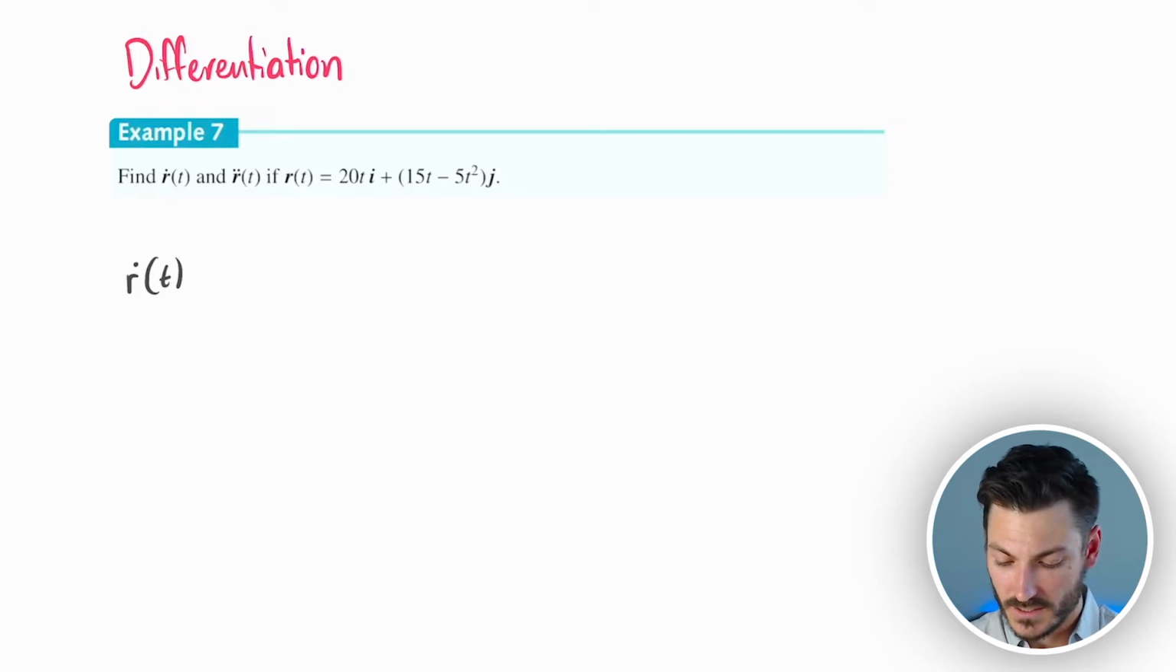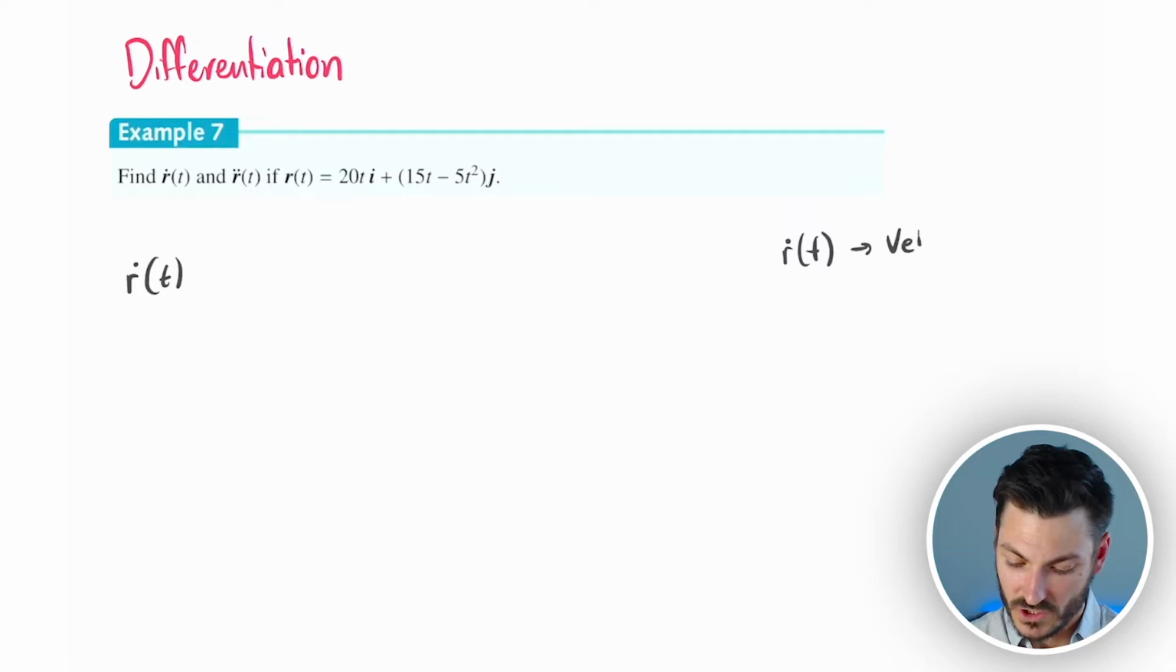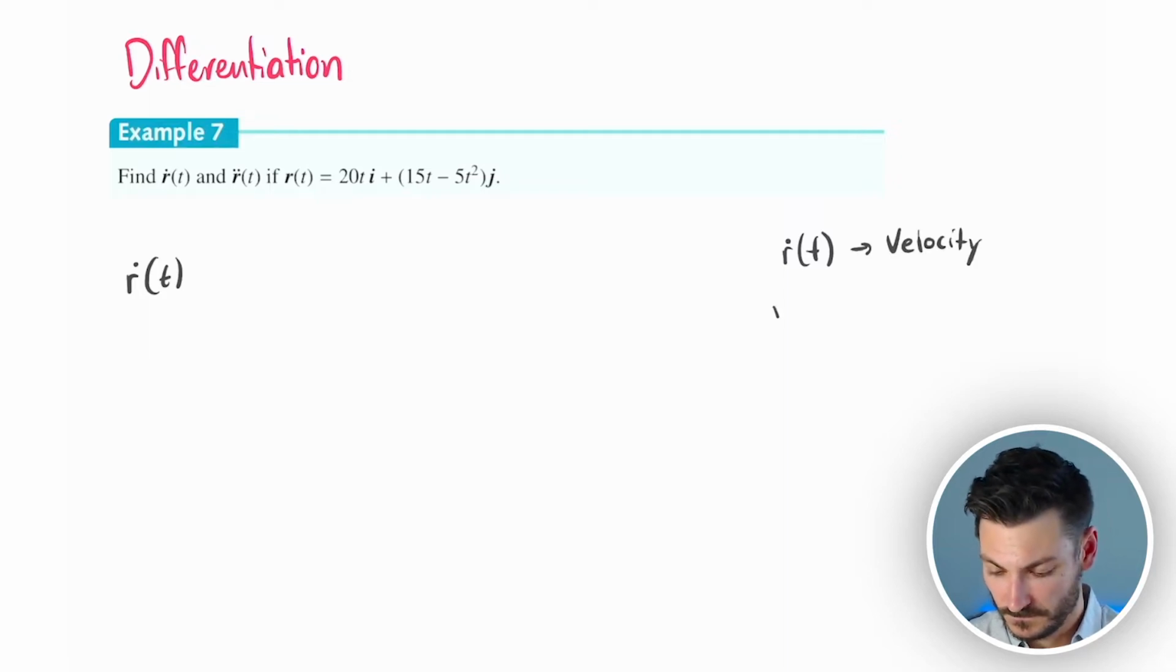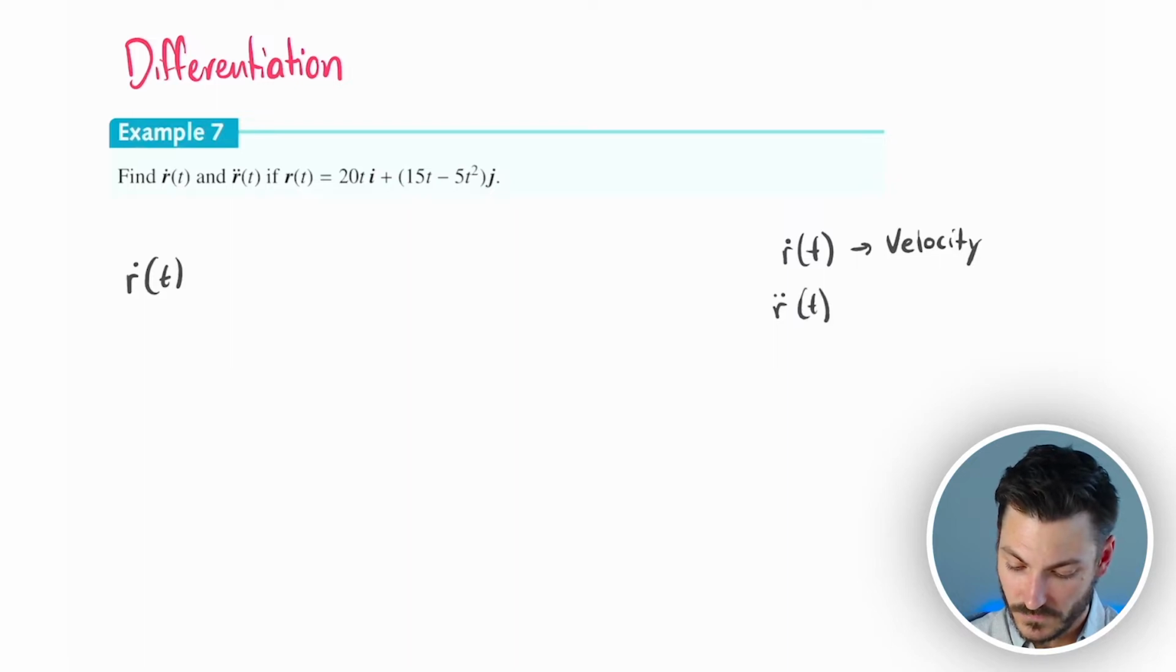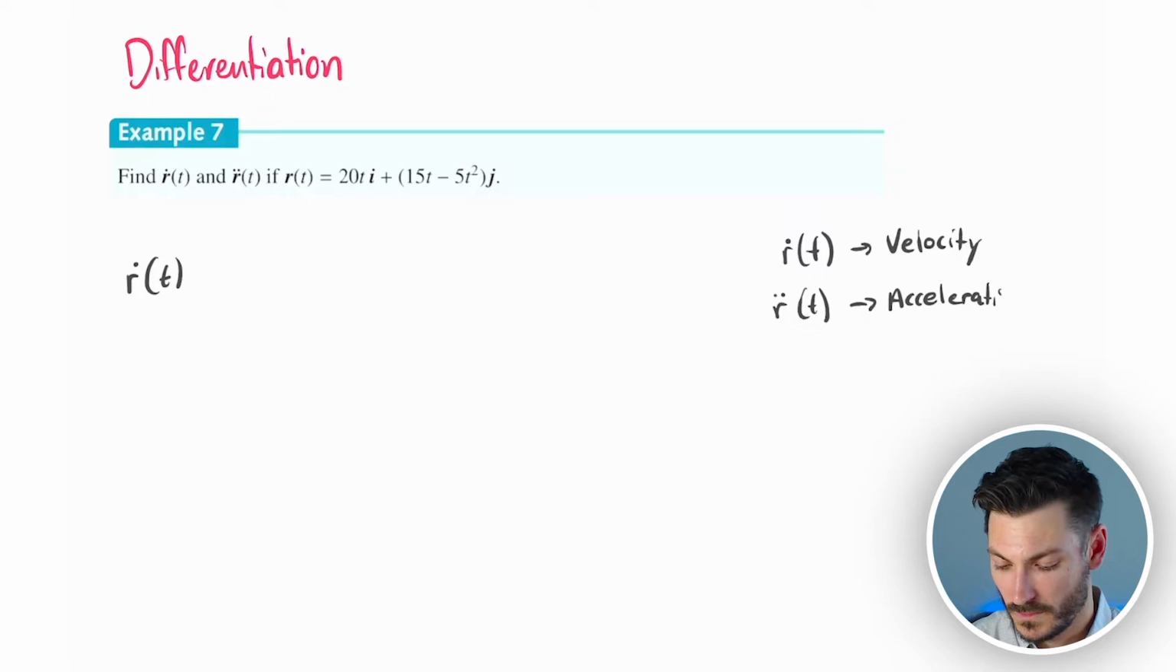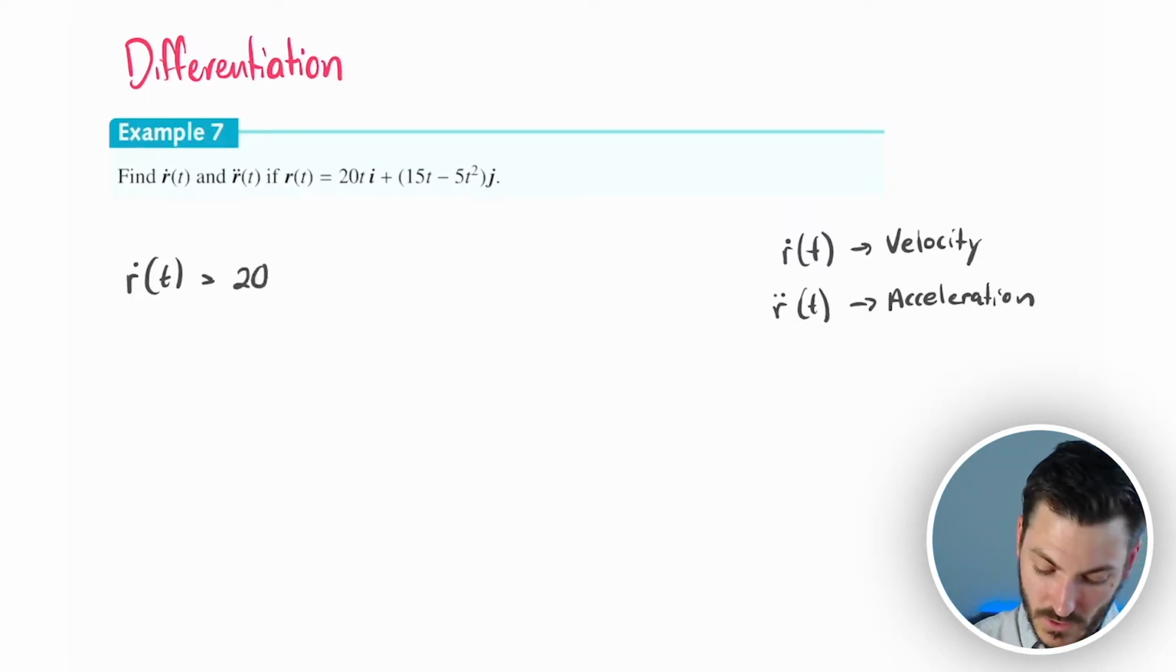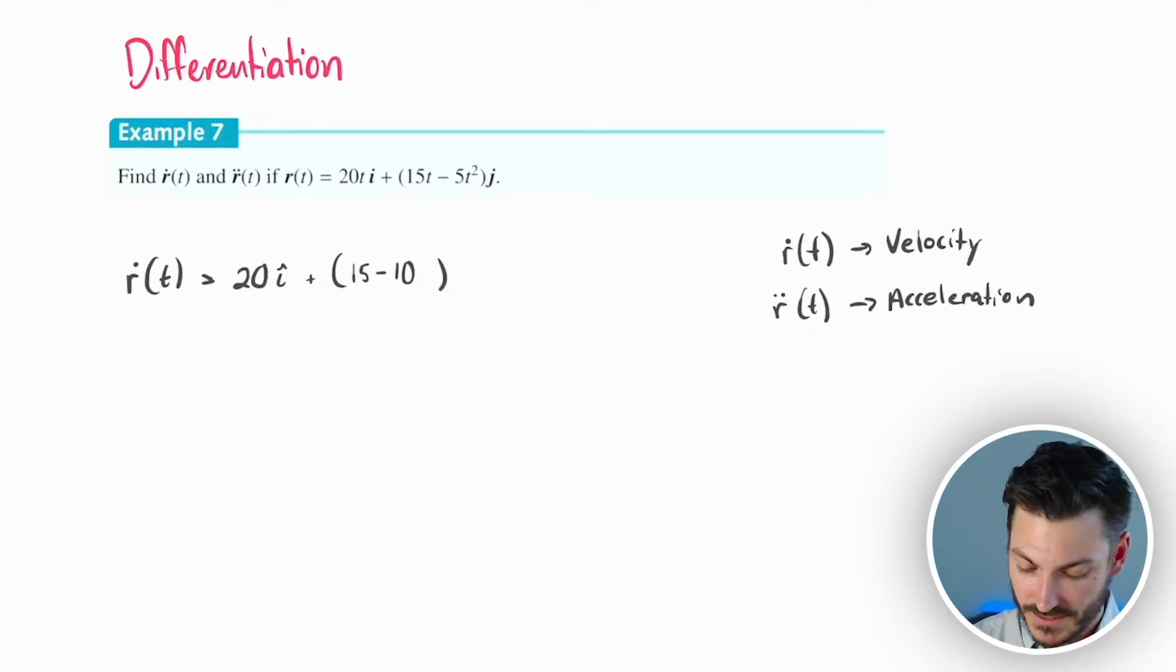r of t is the position vector. r dot of t is the velocity. And r double dot of t is the acceleration. So the first one is just going to be 20 in the i direction, and the second one is going to be 15 minus 10t in the j direction.